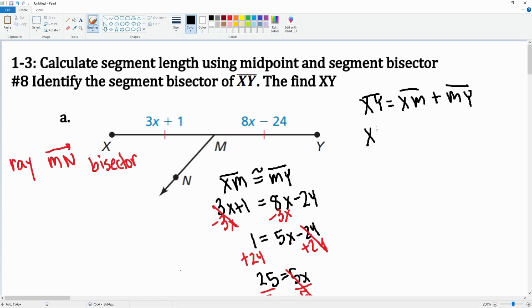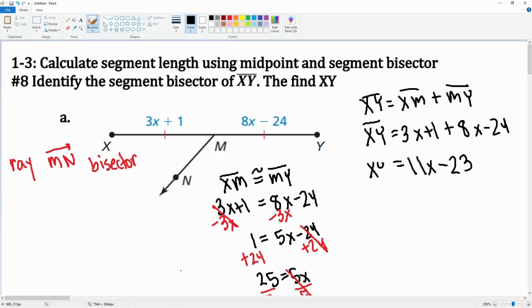So XY, that's what we're trying to look for, is equal to XM, which is 3x plus 1, plus MY, which is 8x minus 24. Okay, let's combine some like terms. 8x plus 3x, 8, 9, 10, 11 is 11x. 1 plus negative 24, which is negative 23. Okay, that's what XY is.